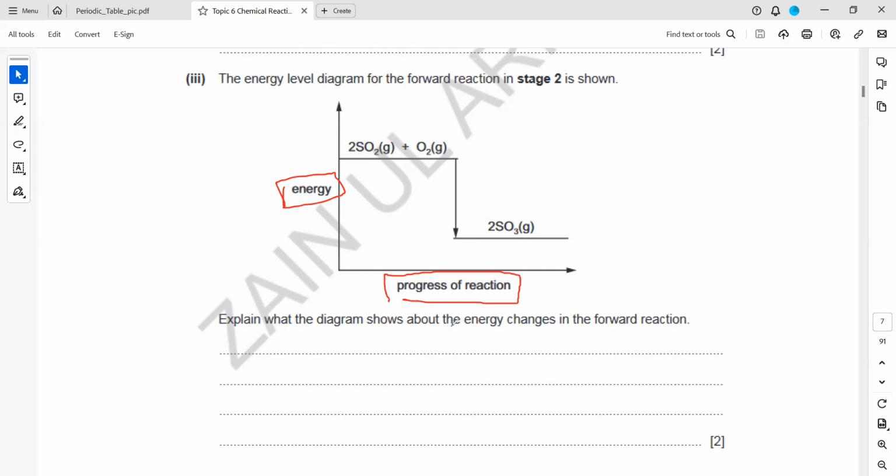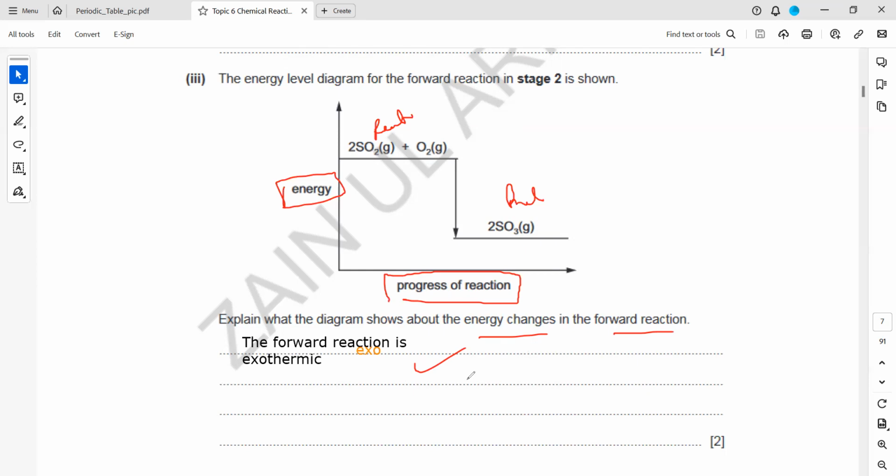Explain what the diagram shows about the energy change in the forward reaction. So these are the reactants and this is the product. Which kind of reaction is this, endo or exo? The reactants have high energy and the product has low energy. That's right, this is an exothermic reaction. And why? Because 2 marks are there, you have to say.